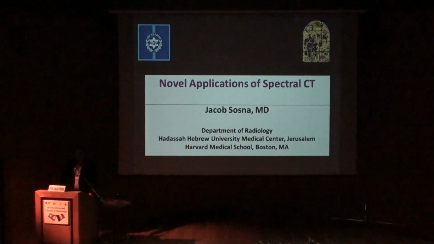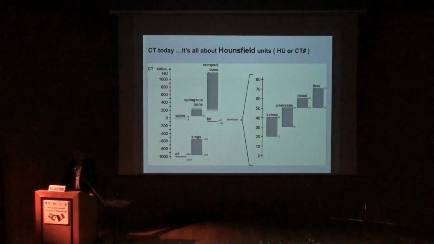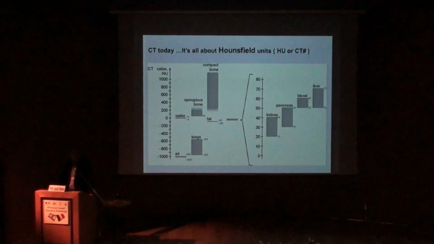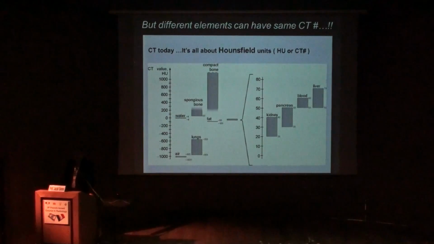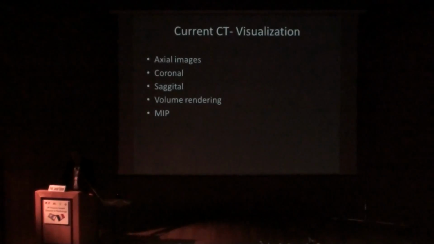I will speak not about MR, but about CT and about abdominal and novel applications of CT. And CT is not complicated. CT is based on density. And as we all know, CT today is all based on Hounsfield units, and we have the different Hounsfield units of the different tissues, but the relative changes between the different organs are quite small. We have the kidney, pancreas, blood, and liver, and they are very similar, ranging from 20 to 70 or 80, but different elements can have the same CT numbers.